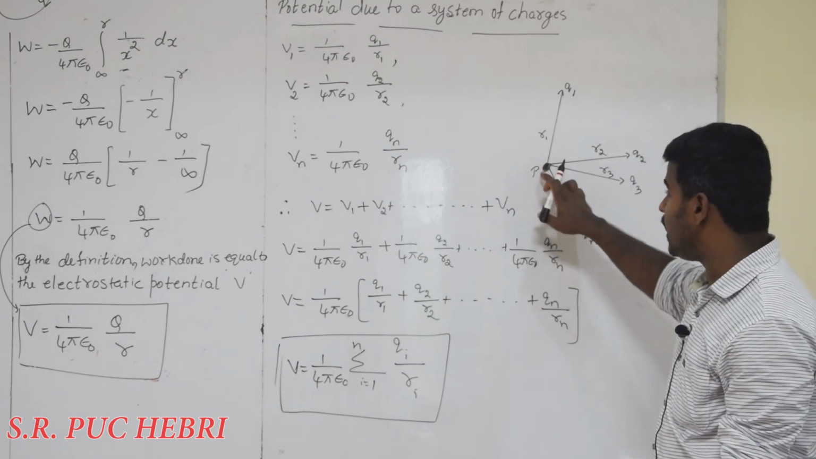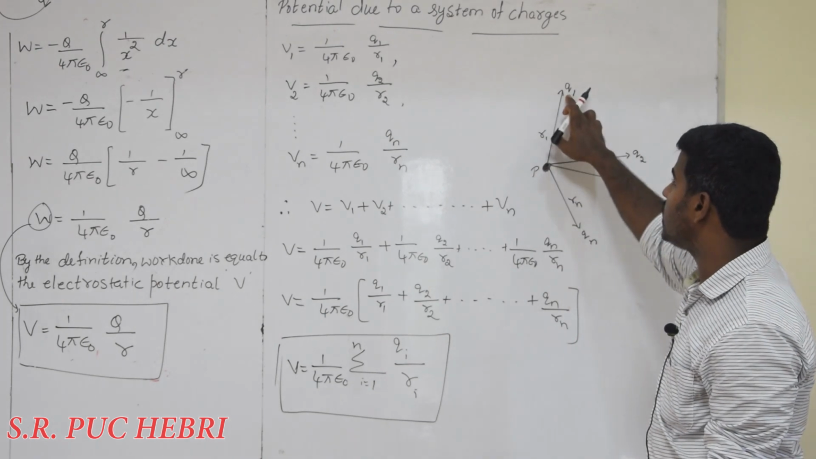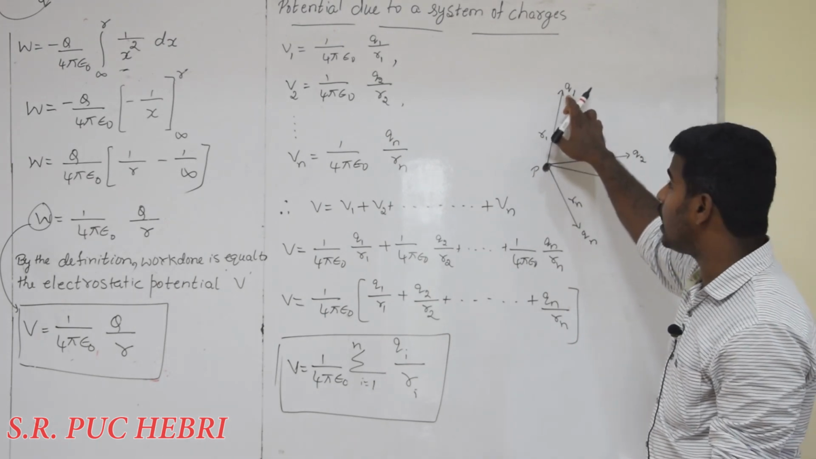Therefore, the potential at a point P due to the charge Q1. This charge is known to be a point charge.